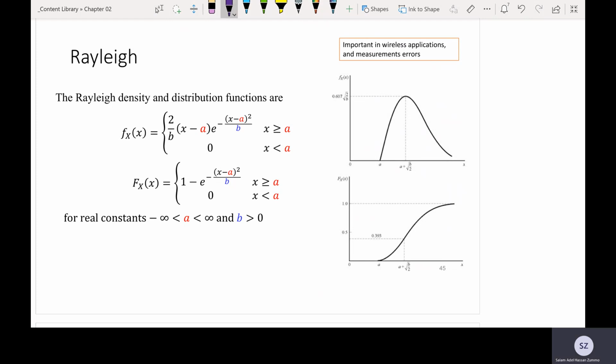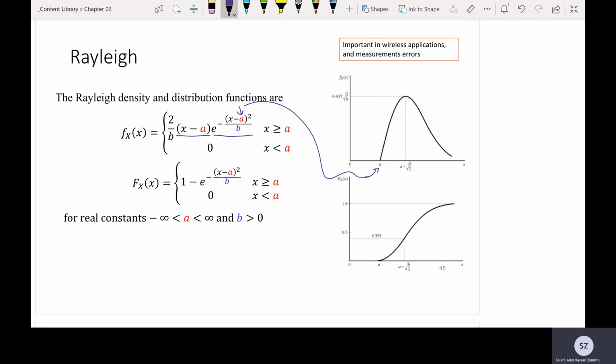It looks like this. It starts from A again. So basically the shift here, you can see that this is the shift, which is A. So if A is 0, it means that it starts from 0. And then it goes up and then down. It goes up quickly, down slowly. This is the way it goes. My PDF looks like x minus A multiplied by exponential x minus A.